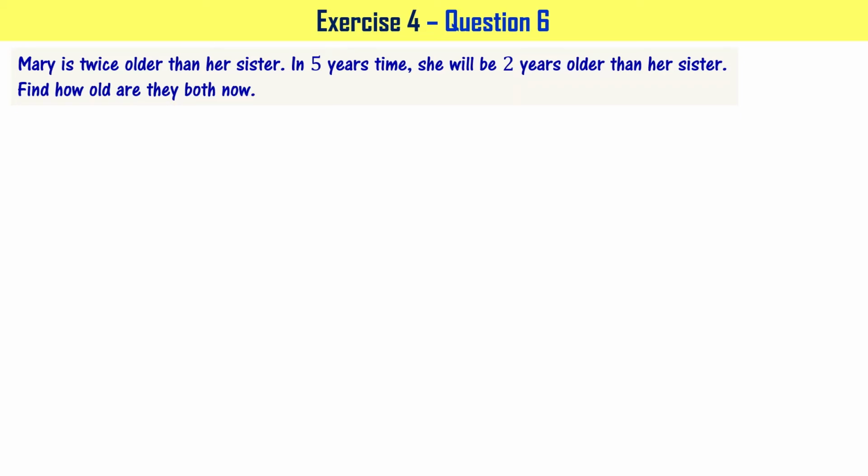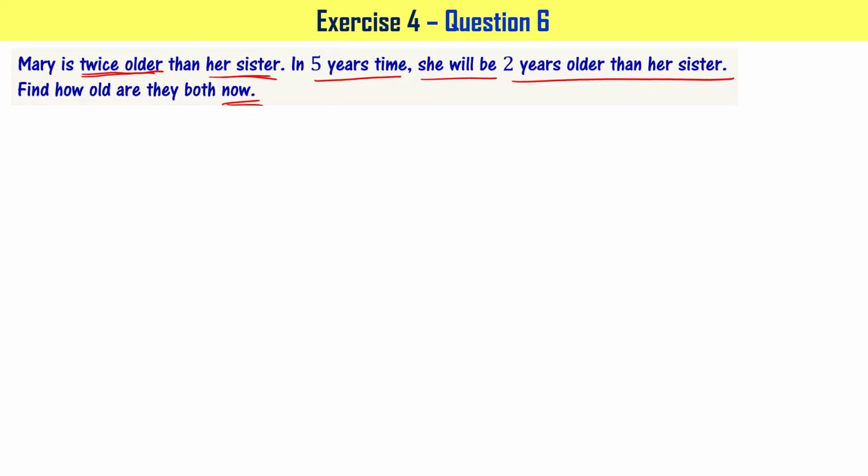The problem statement says that Mary is twice older than her sister. At present, Mary is twice older than her sister. Please note this. And in 5 years' time, Mary will be 2 years older than her sister. These are the two statements given. We have to find the age of Mary and her sister now.